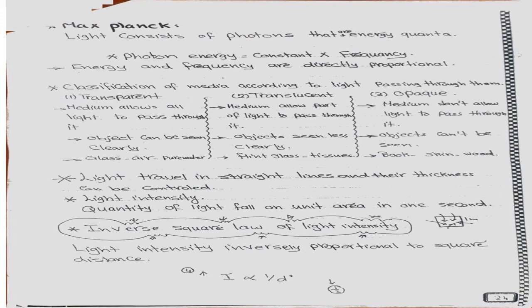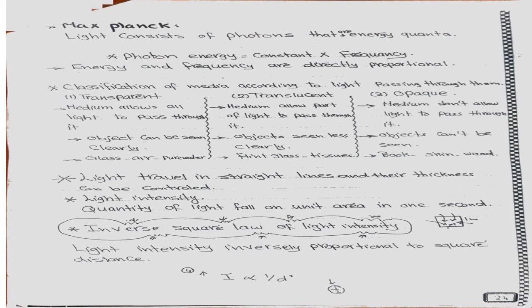What is the behavior of the light through different material or medium? Transparent, translucent, opaque. What's meant by transparent medium? Medium which allows all or most light to pass through it. But what is a translucent? Medium which allows part or only some light to pass through it. What's meant by opaque medium? Medium which doesn't allow any light to pass through it.